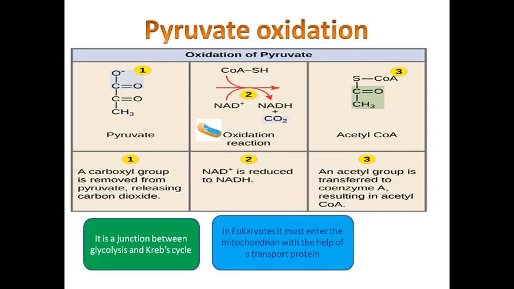Next, in eukaryotes, pyruvate must enter the mitochondria with the help of a transport protein. It enters from the cytosol into the mitochondrial matrix with the help of a transport protein. The reaction takes place in the presence of an enzyme called the pyruvate dehydrogenase complex. Please remember this. So we are done with pyruvate oxidation, and finally we got acetyl coenzyme A, which can enter the Krebs cycle.